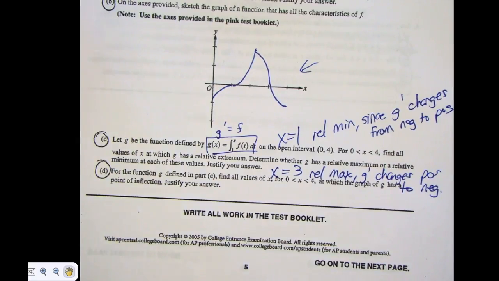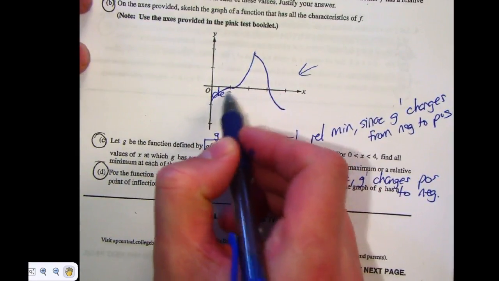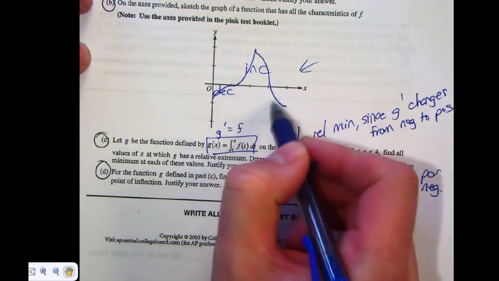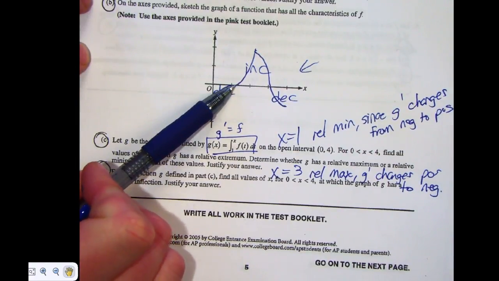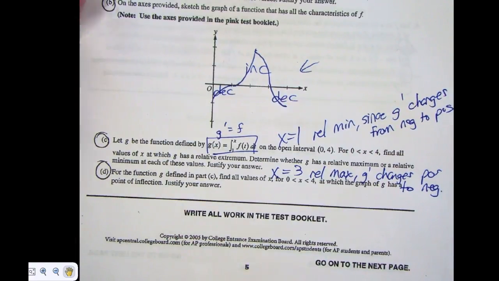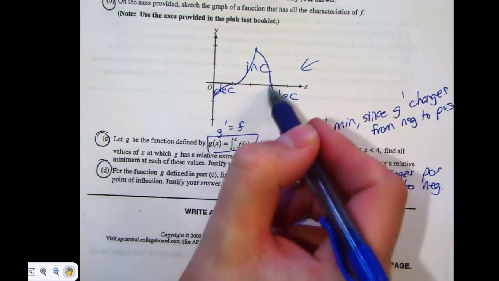So that's a graph of the derivative, right? So it's below the axis, the original is decreasing. It's above the axis, increasing. And so if the original goes from decreasing to increasing, doesn't that create a relative min? Decreasing to increasing. And then if the original goes from increasing to decreasing here.